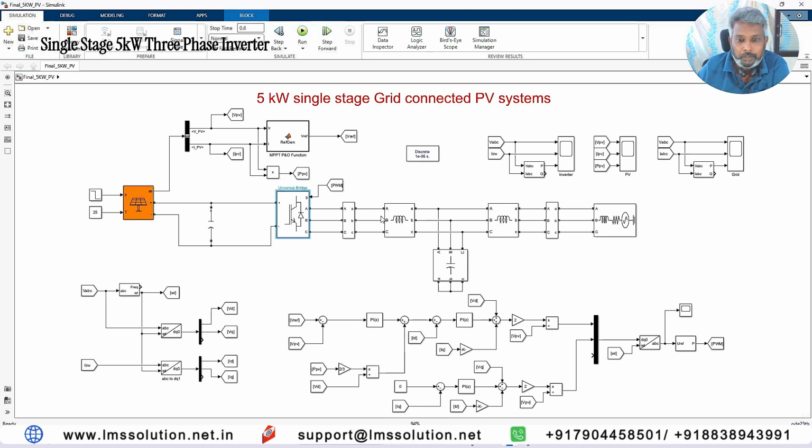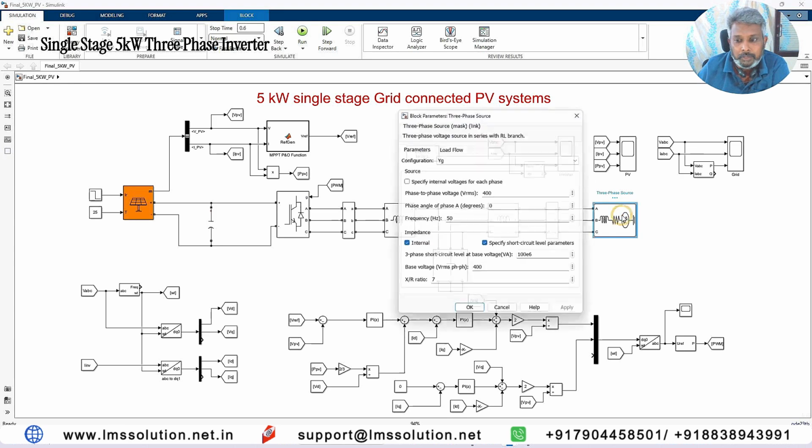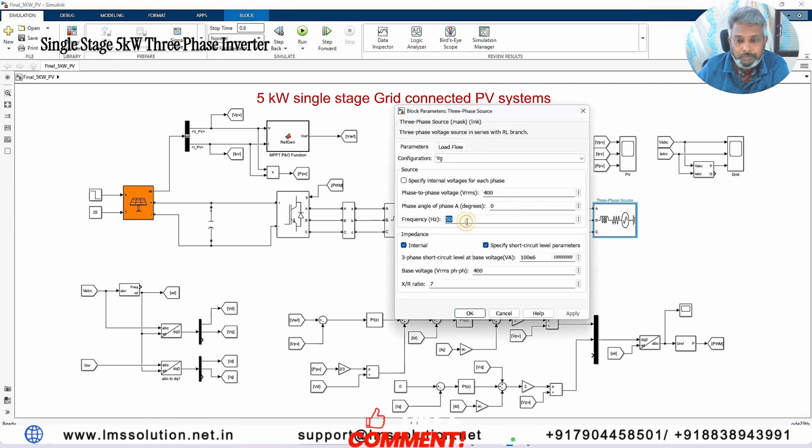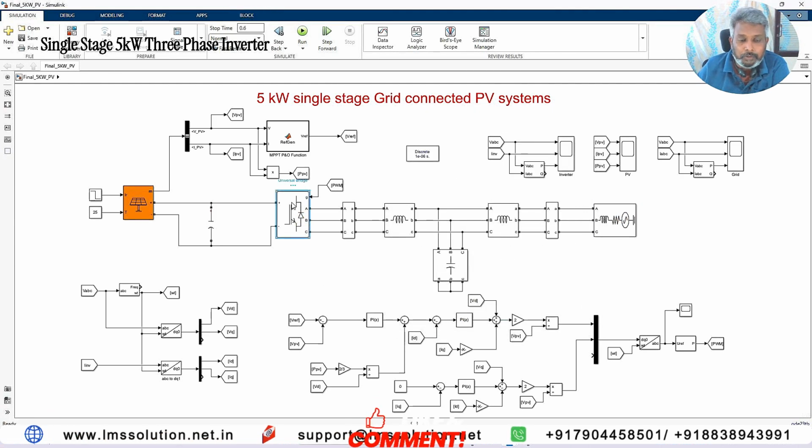And then this inverter is connected via this LCL filter to the grid point. So this is the grid point. Grid is rated around 400 volt and 50 hertz. Now we need to control this inverter in order to convert the DC power generation from the PV into AC power, and the AC power should be sent to the grid point.